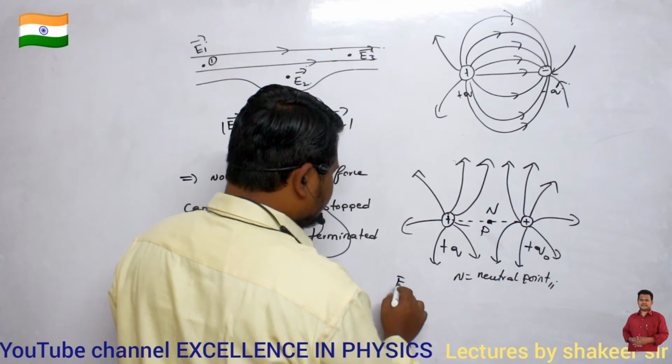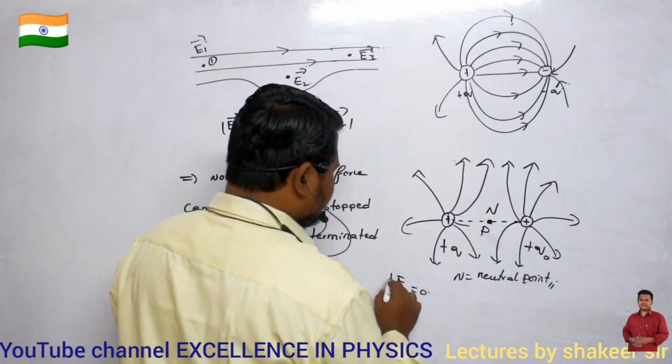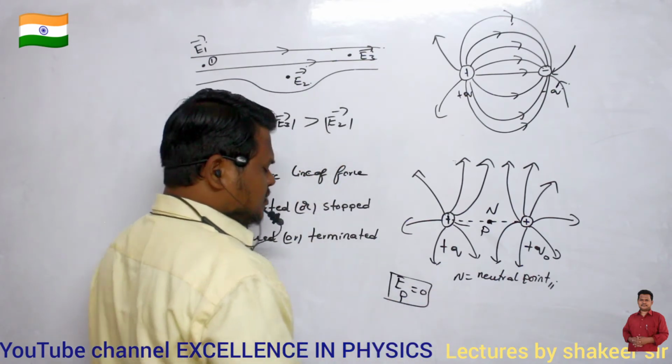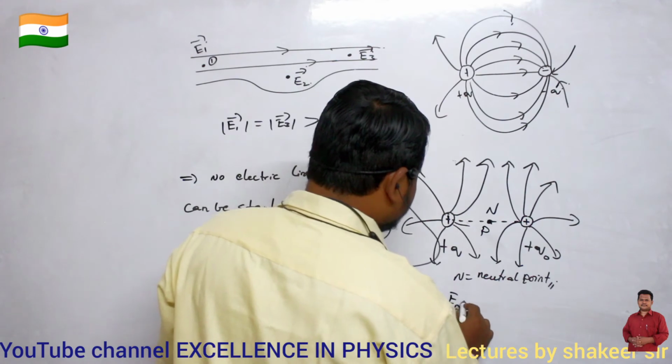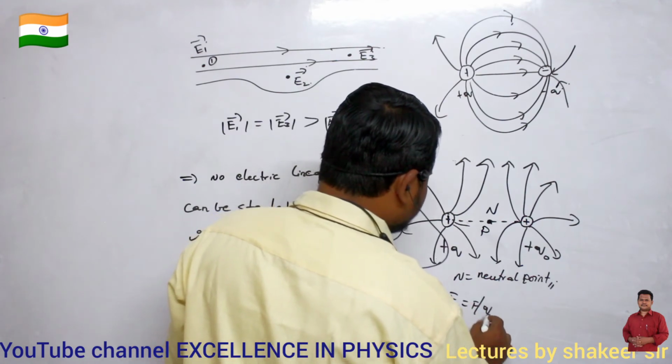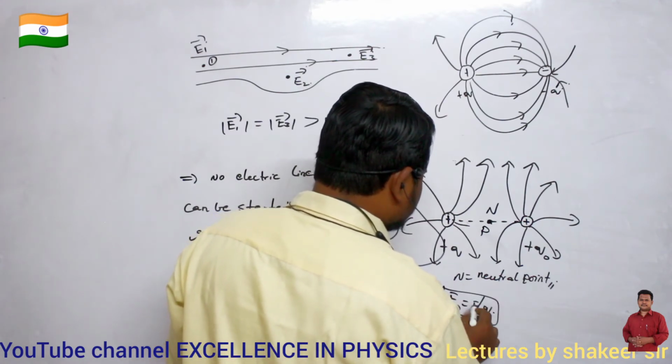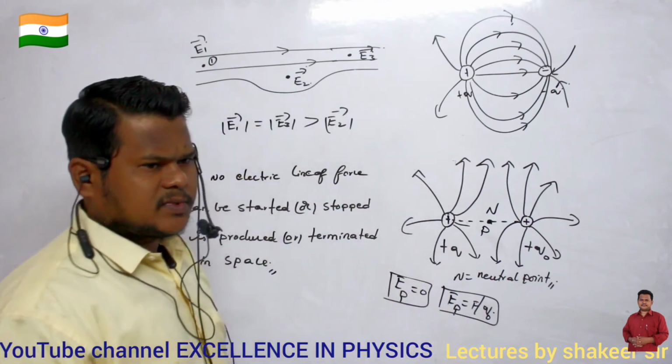So let this be point P. Electric field at point P will be 0. Clear? So if electric field at point P is 0, electric field is what? Force experienced per unit test charge. Then force experienced also will become 0.